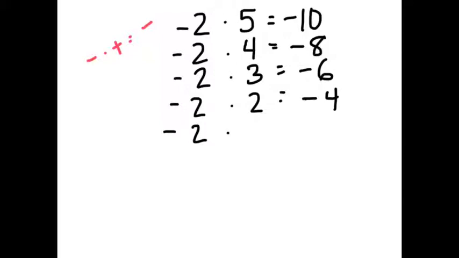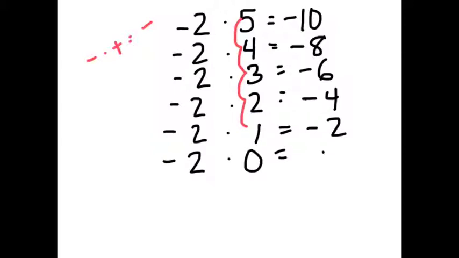Negative 2 times, what's the next one in my pattern here? Negative 2 times 1. 5, 4, 3, 2. So the next one is 1. You're right. What's negative 2 times 1? Negative 2. And the next problem will be negative 2 times 0, which is? 0.